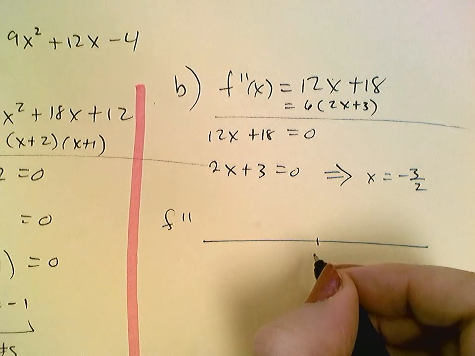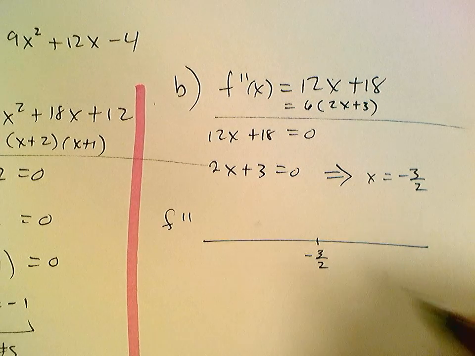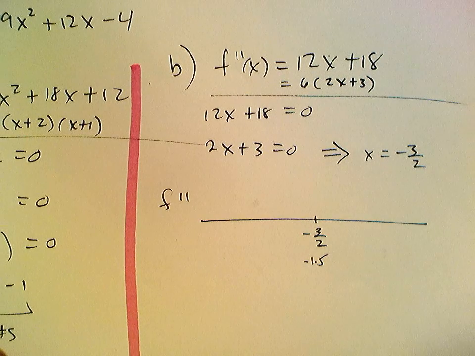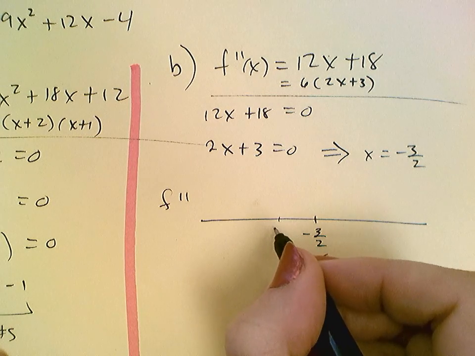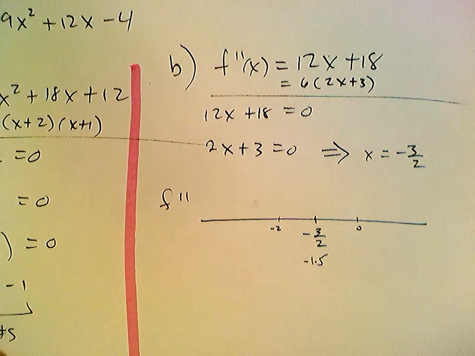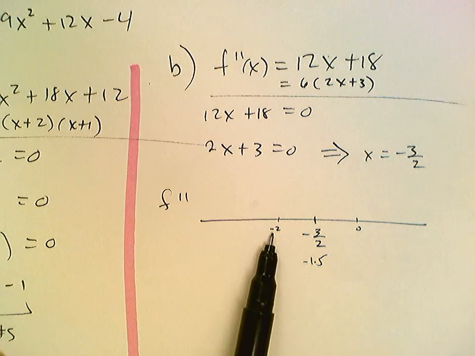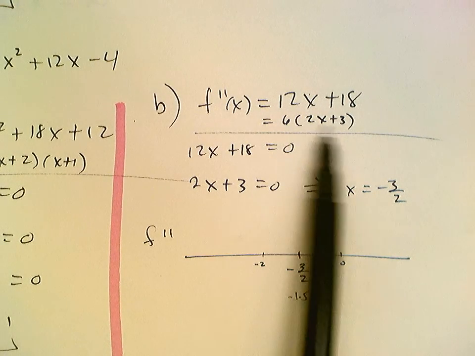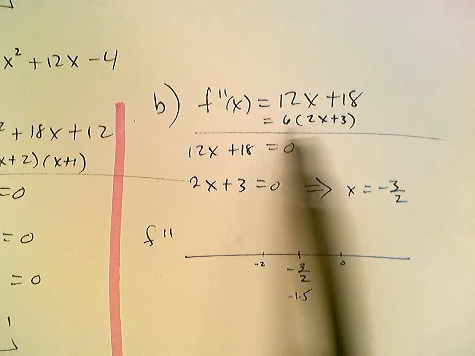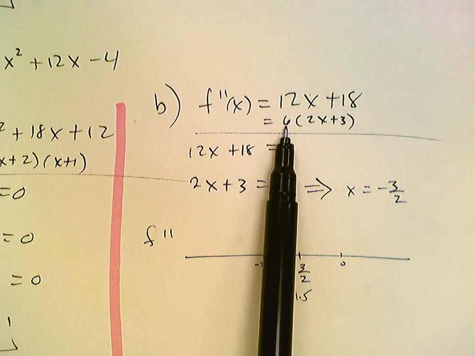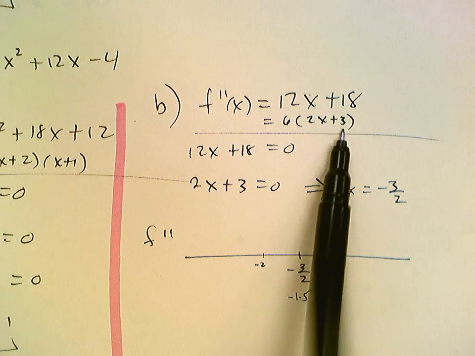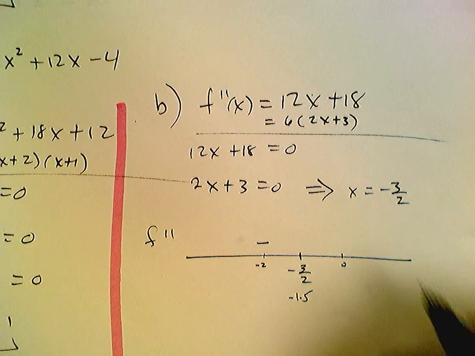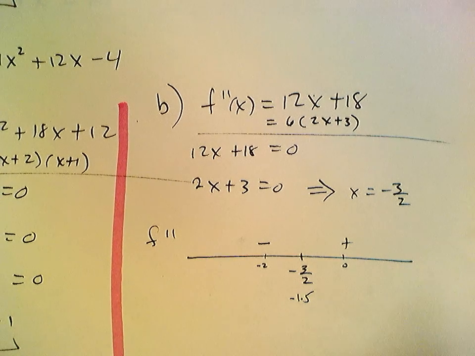So negative 3/2, that's negative 1.5. So as testing points, I could do negative 2 and 0. If you plug negative 2 into this factored form of the second derivative, you get a positive times a negative, so that's negative. And a positive times a positive, positive.